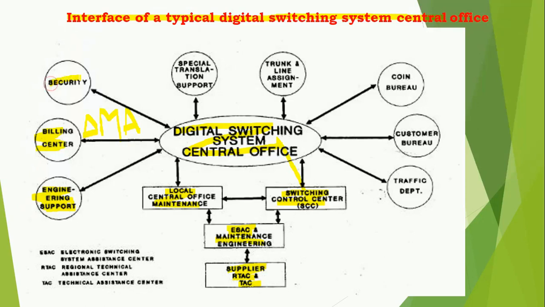Then security. Of course, the switching system needs security from other unauthorized calls, so that is where you need security. And whenever you go for ISD and STD calls, you need some translation. After a translation, you need to update even the tables also. That comes under special translation support. Then you'll have trunk and line assignment. Here, how many trunks have to be assigned for the switching exchange and how many lines have to be assigned, that comes under trunk and line assignment.